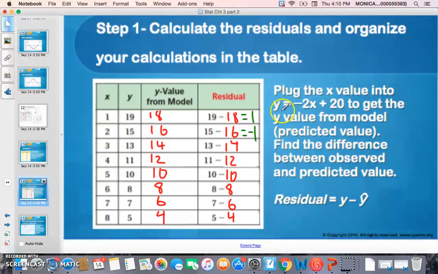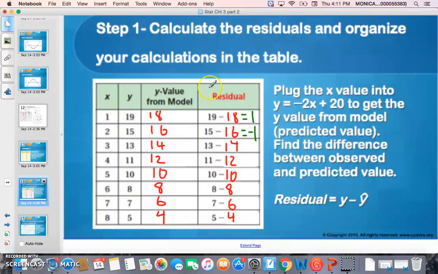The model in this case is y equals negative 2x plus 20. And so I just simply calculate my x values into this equation. Whatever y value comes out, that's what I write in this column. And so 1 times negative 2 is negative 2. Negative 2 plus 20 is 18. That's where this comes from. And I do that all the way down the line with all of these x values.